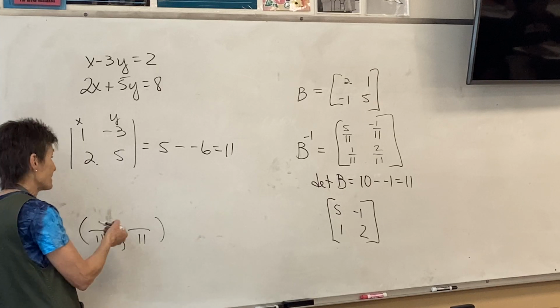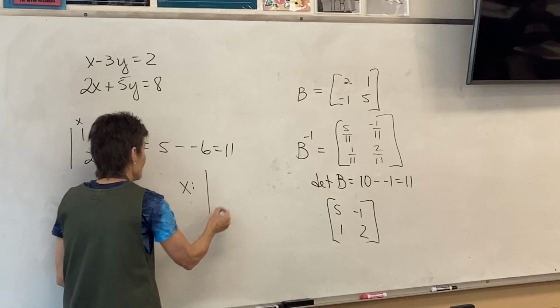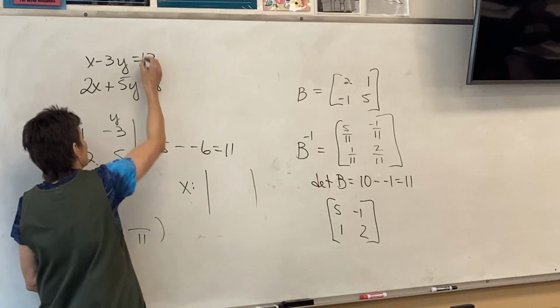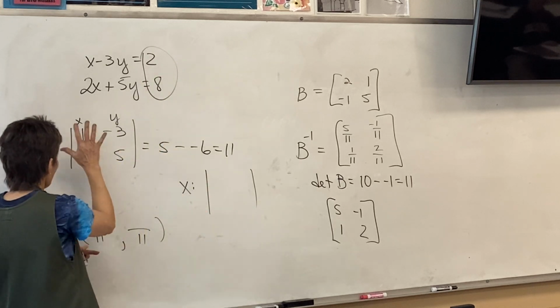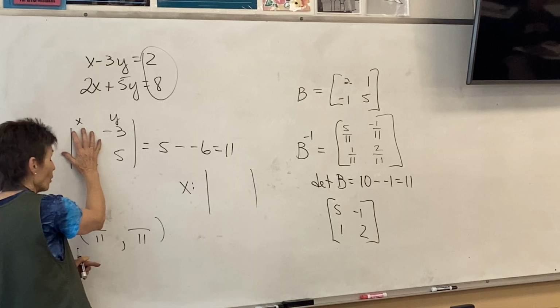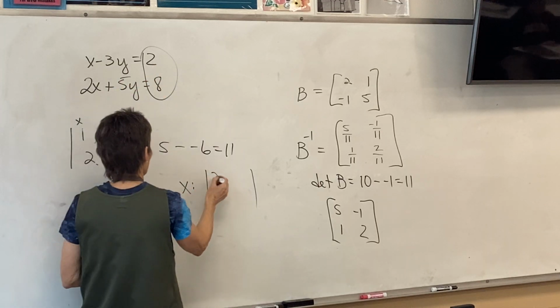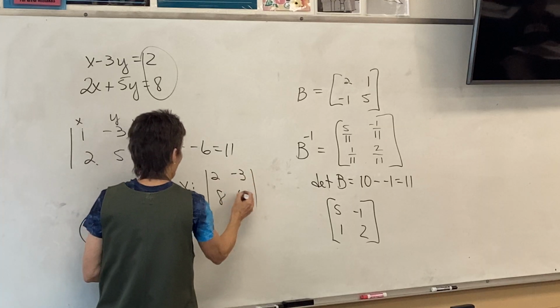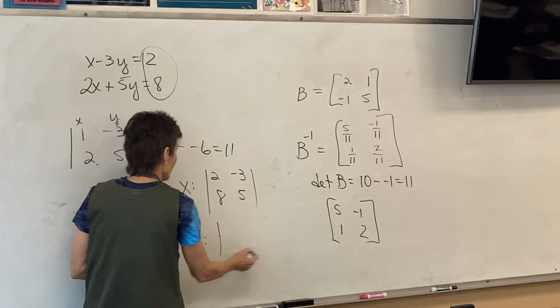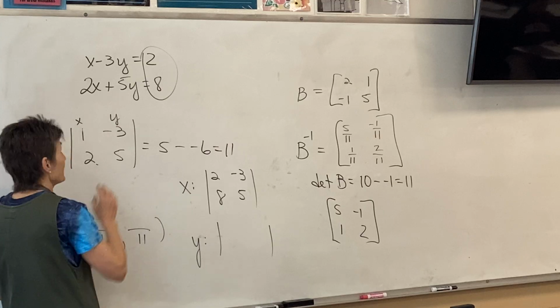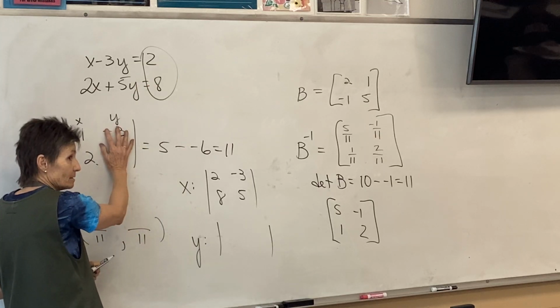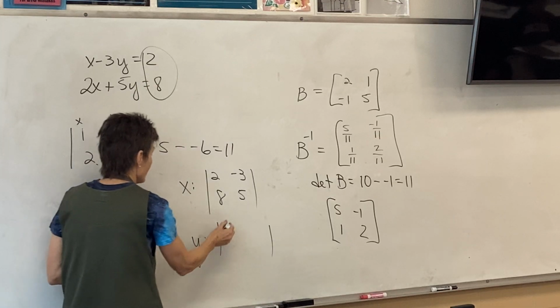Now, how do I find the something? Replace the x's. To do x, we take the 2 and the 8 and paste it right here. Don't move anything. Cut, paste. So 2, 8, negative 3, 5. And then to do y, same thing. Cut, paste. So 1, 2, 2, 8.